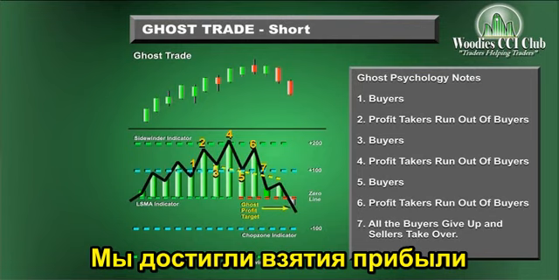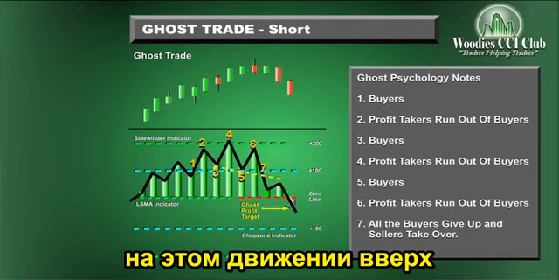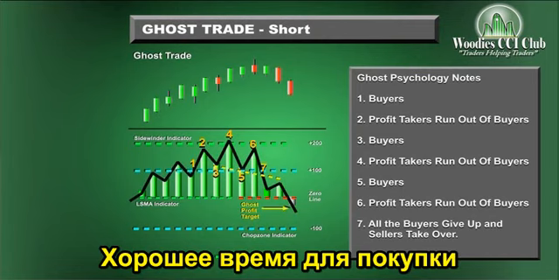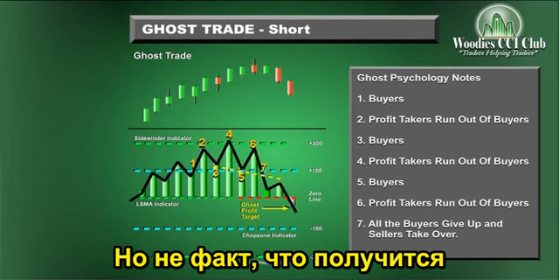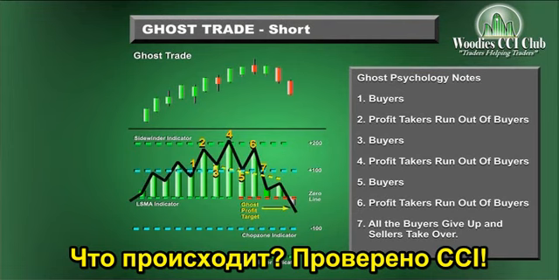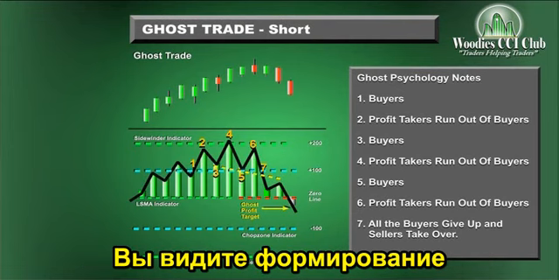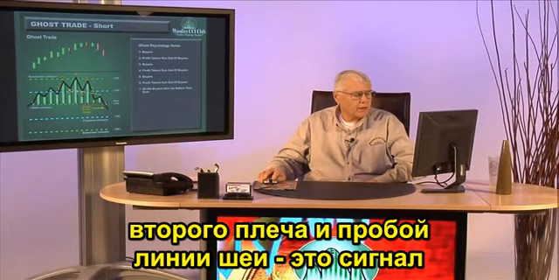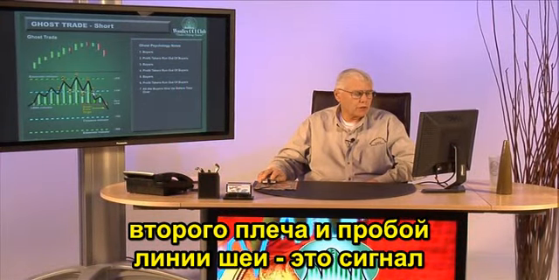Then we get some more profit taken on this move up here, and it brings it back down again. And then they say, well, this is a good time to buy some more, and they buy some more, but they can't quite get it to really go. And so what happens here is the pros and the CCIs see this, and this forms that second shoulder. Taking out the neckline is the trigger.